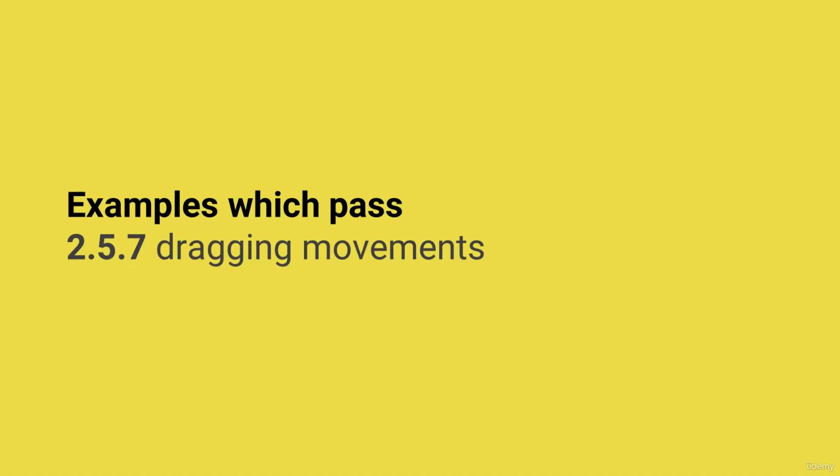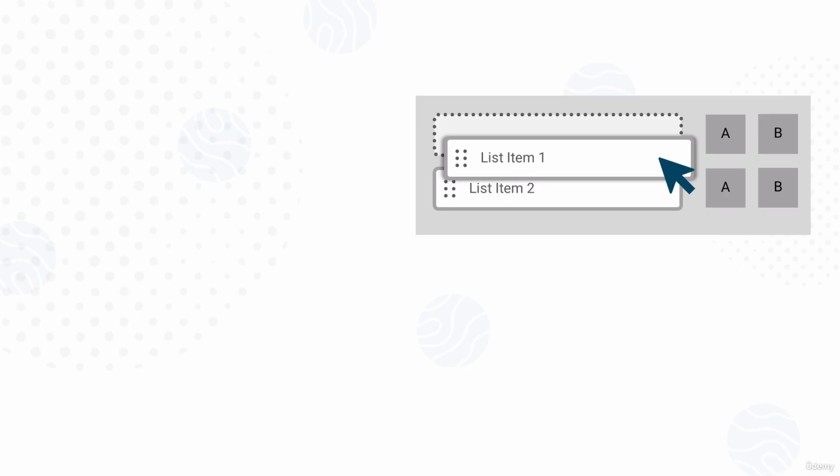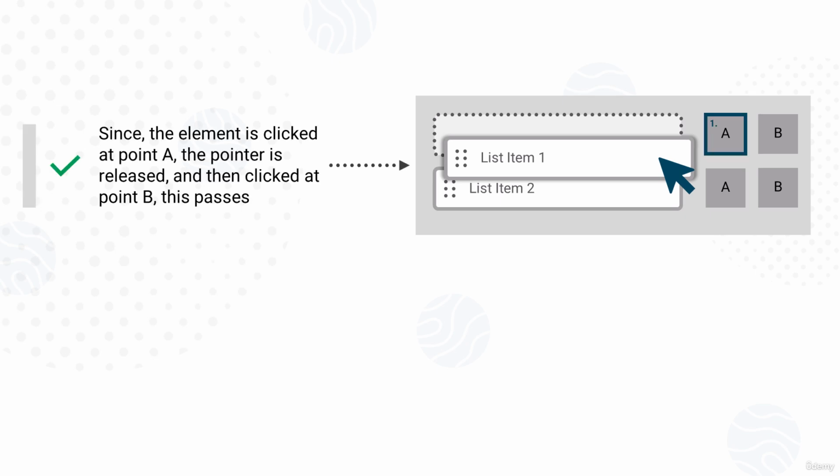So what exactly does passing this success criterion look like? Drag and drop controls can still be used, since the user can still grab an element and drag it from A to B as before, but they can also click the element at point A, release the pointer and then click the target at point B to move the element from A to B.